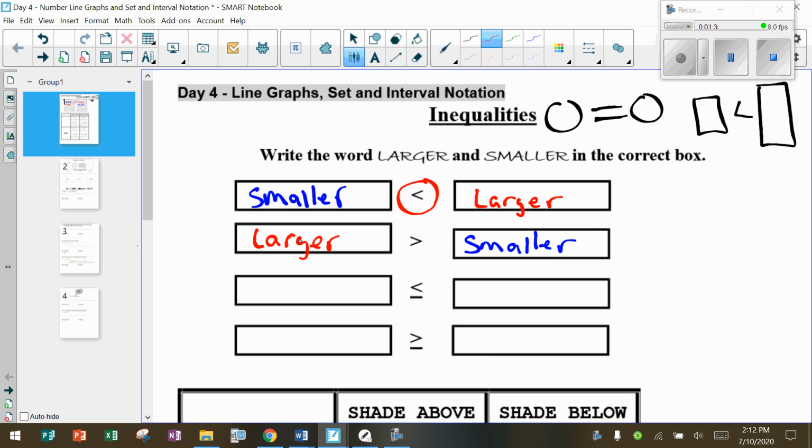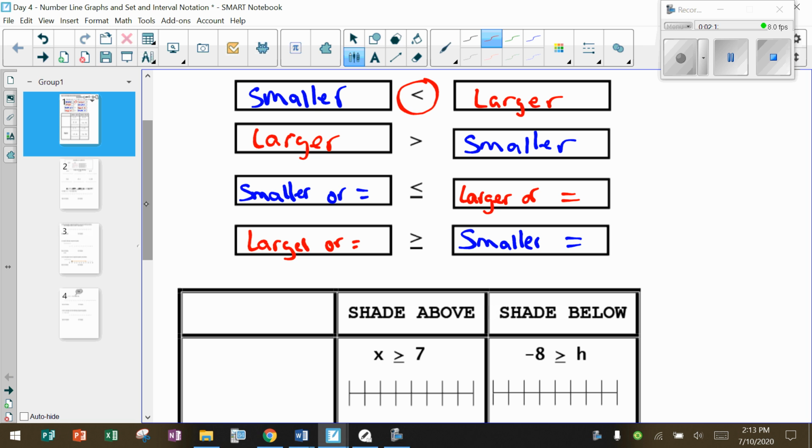larger number. Now, if we combine those inequality symbols with a part of an equal sign, then we get larger or equal to. If we look on the side with the pointy end, this side is the smaller value, but it could be equal. And similarly, smaller pointy side, smaller or equal, bigger opening, bigger value, larger or equal.